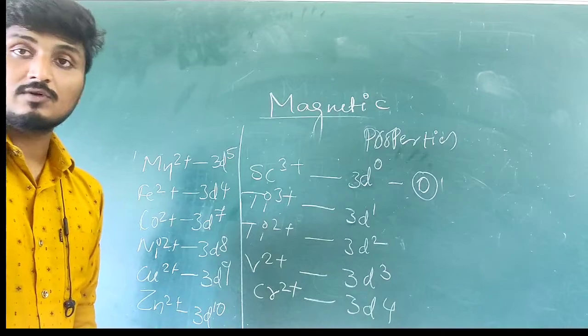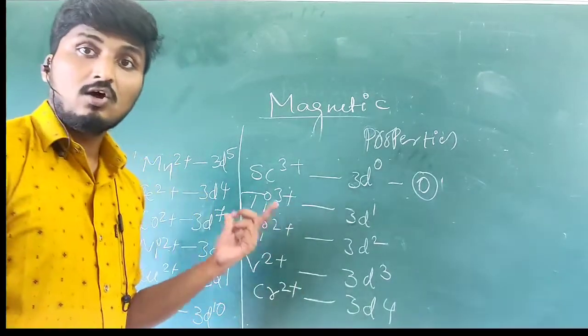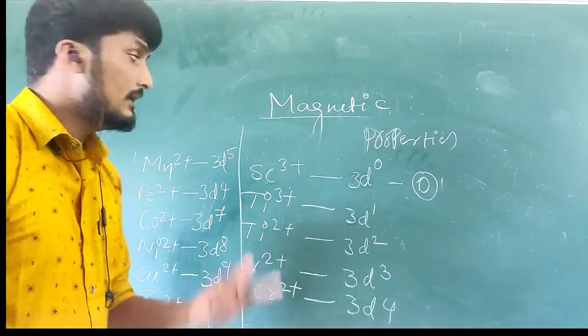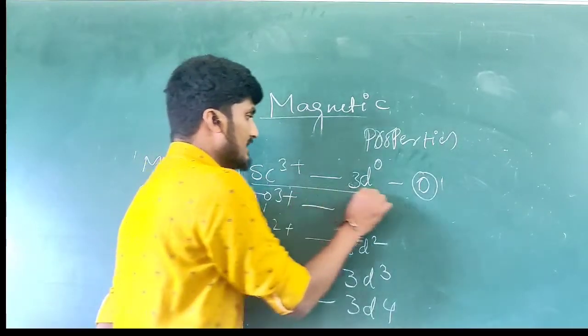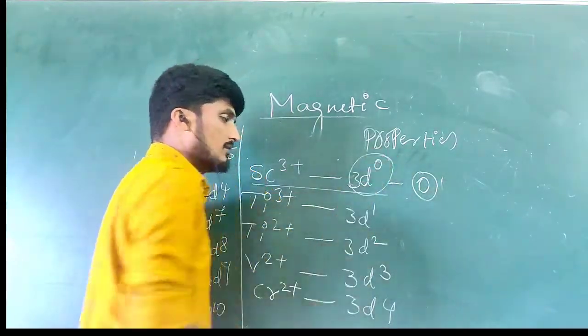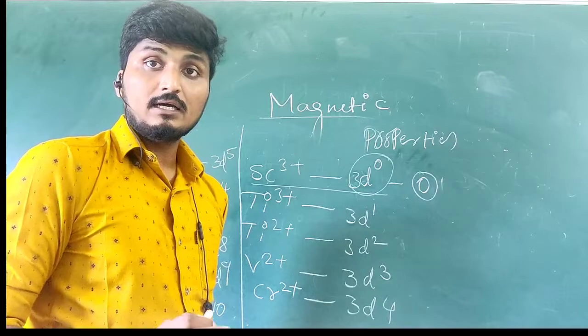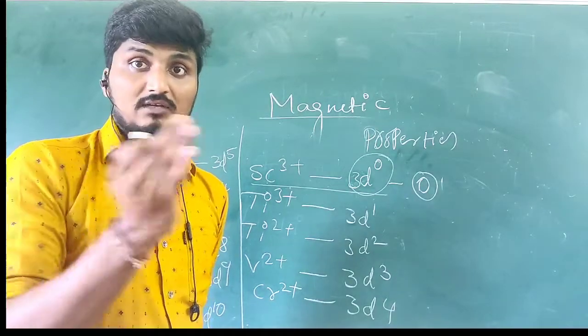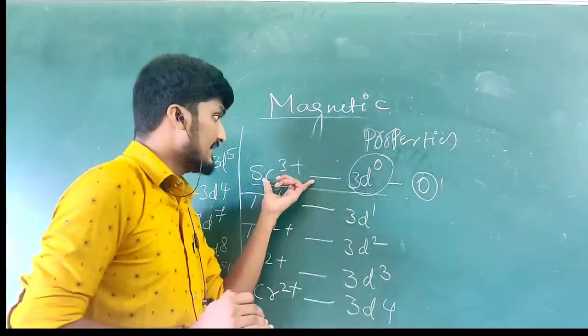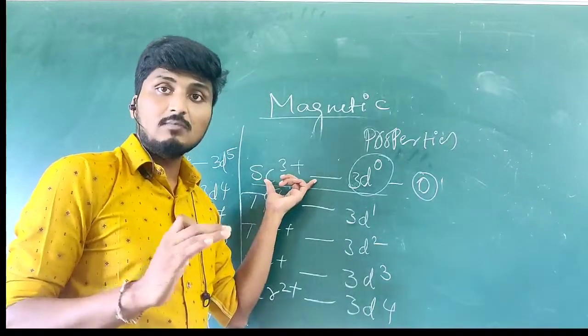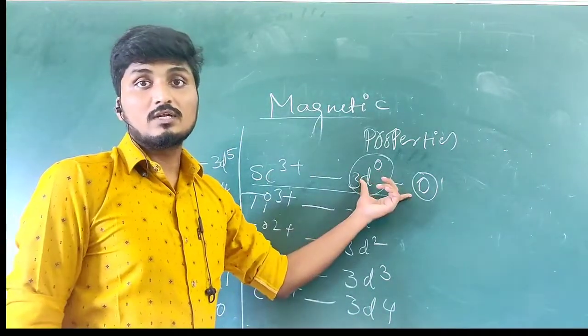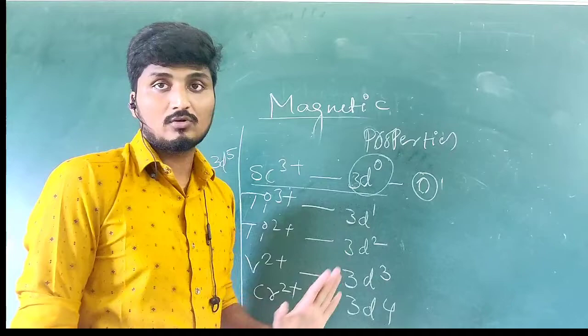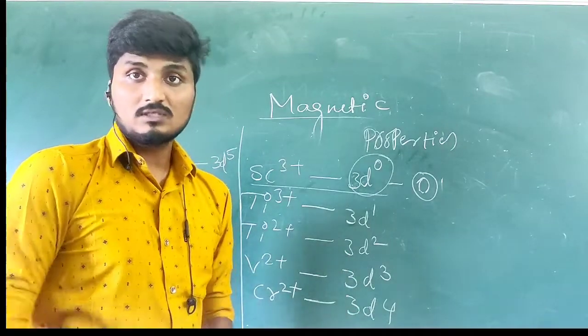First transition metal ions I have written, based on their common oxidation states. If you are seeing scandium, which we already discussed, you know the electronic configuration, how to write it and how to make them into ions. I have already explained it. Scandium 3+ is there. In that scandium, if you remove 3 electrons, it will become 3d0. So 0 unpaired electrons is there, so magnetic moment also 0 you will get.